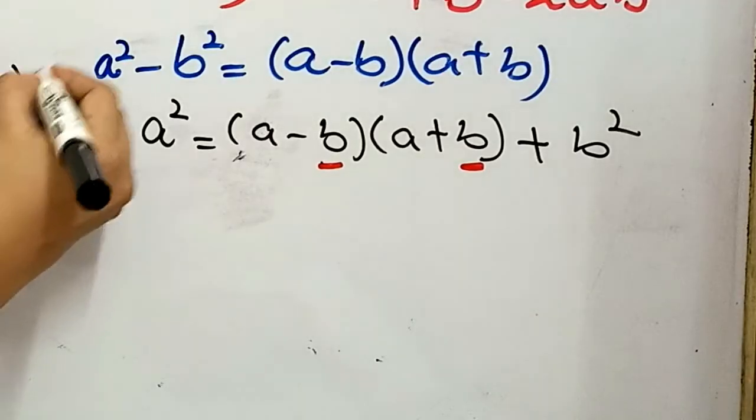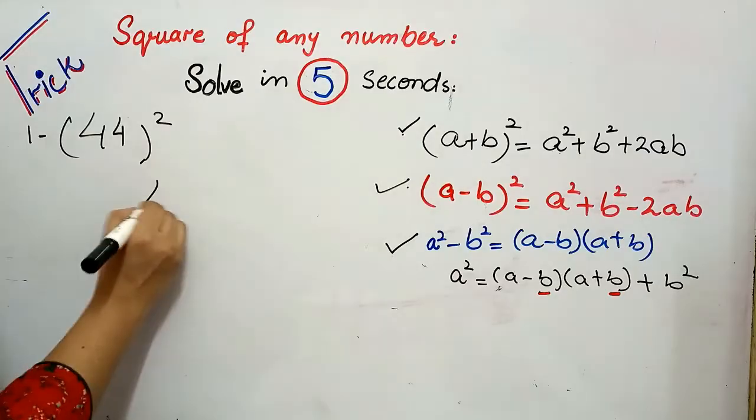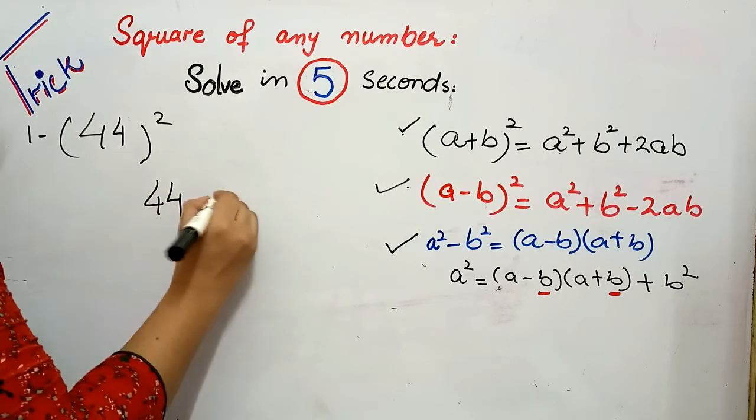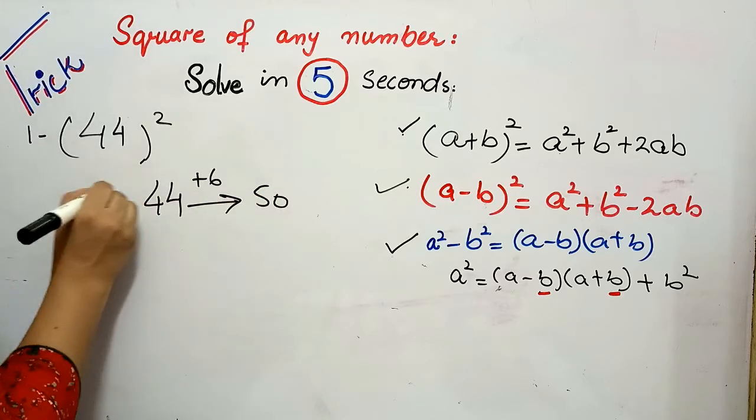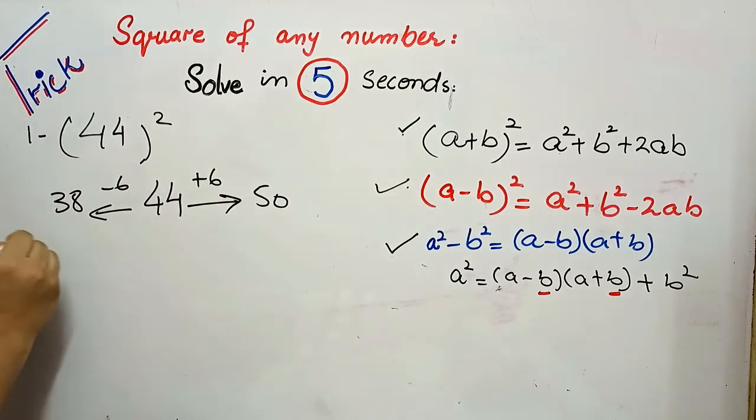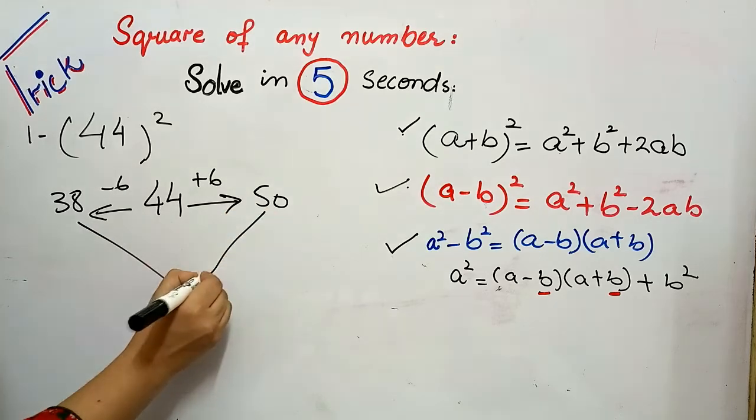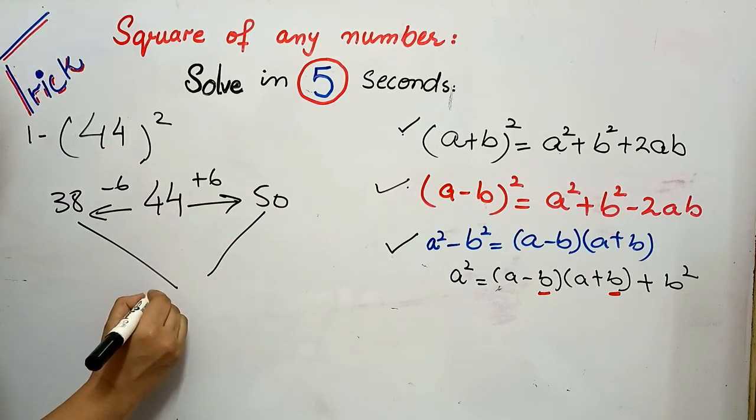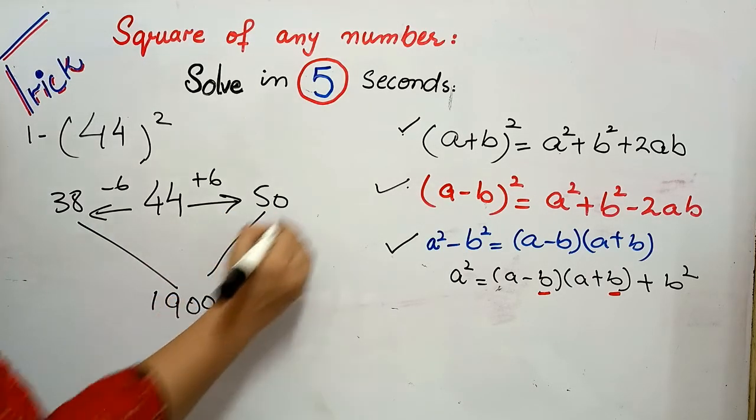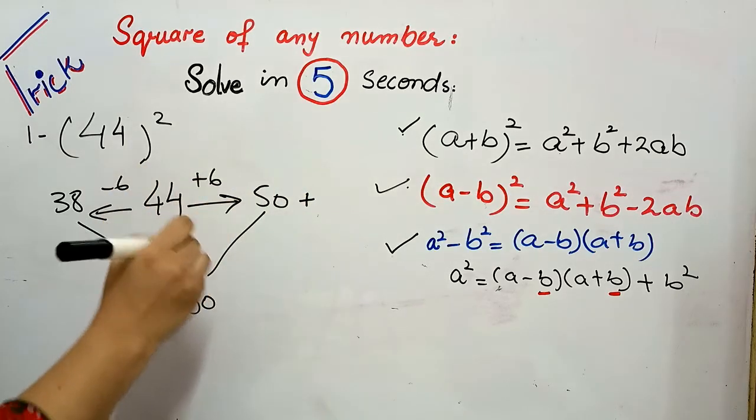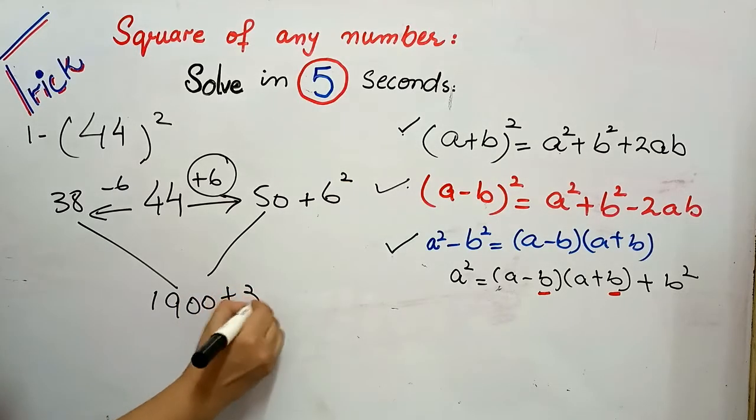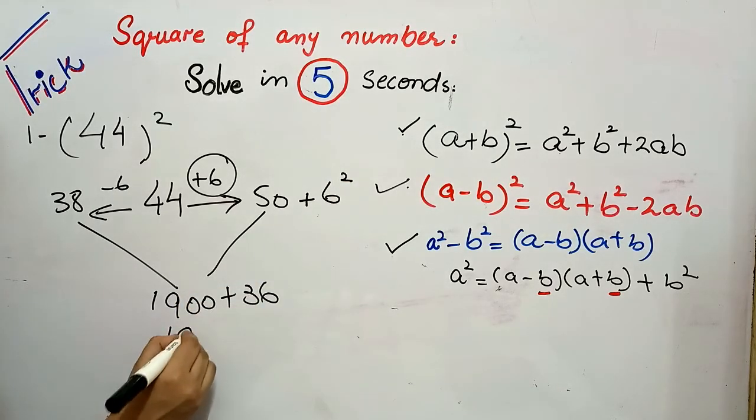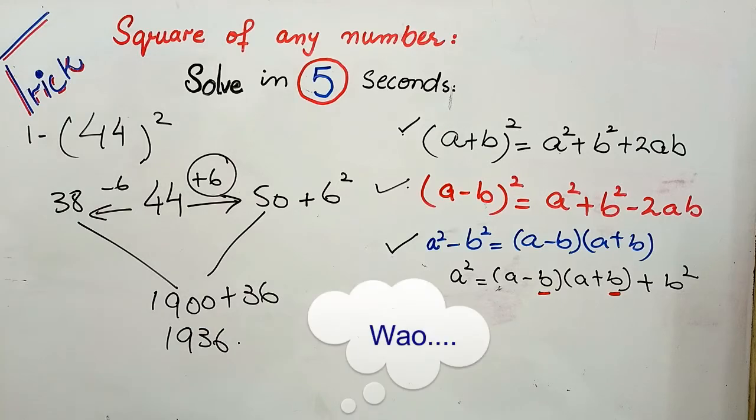Now I am going to use this third trick. So the original number is 44. If I add 6, it will become 50, and minus 6, it will become 38. So 50 multiplied by 38 will be 1900, and don't forget to add the square of this. It will become 36, so 1936. It is really very easy and a magical trick.